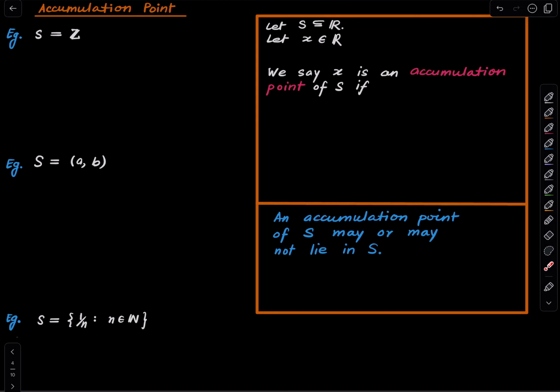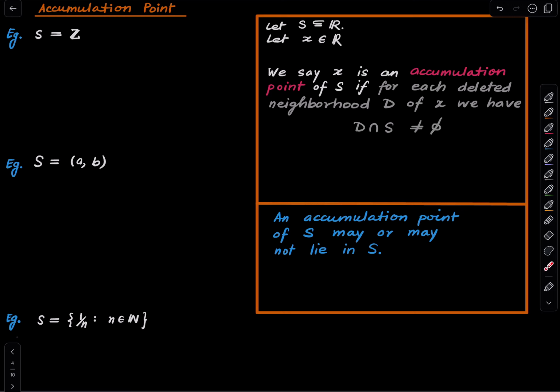We say that x is an accumulation point of S if, for each deleted neighborhood D of x, we have D intersection S is not empty.